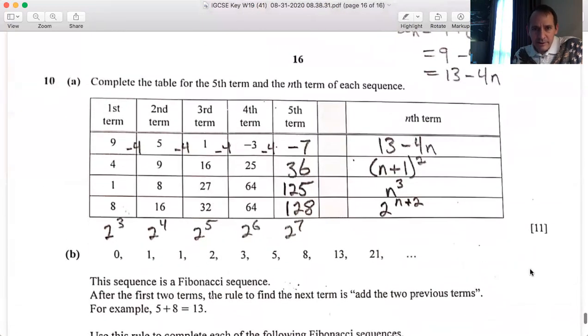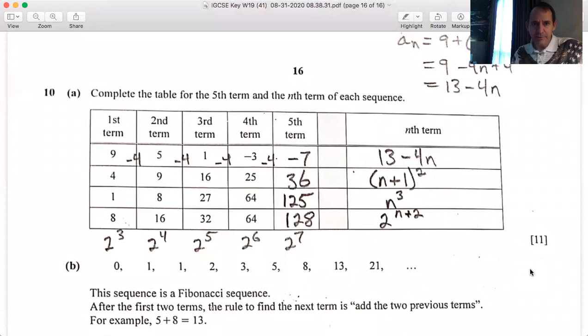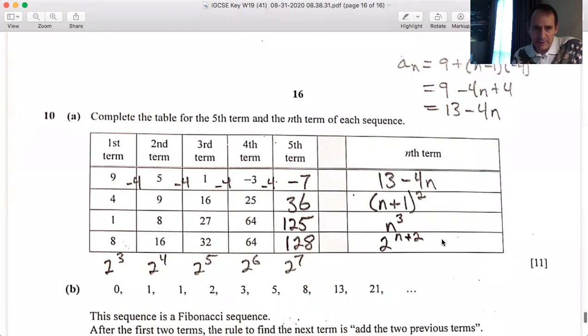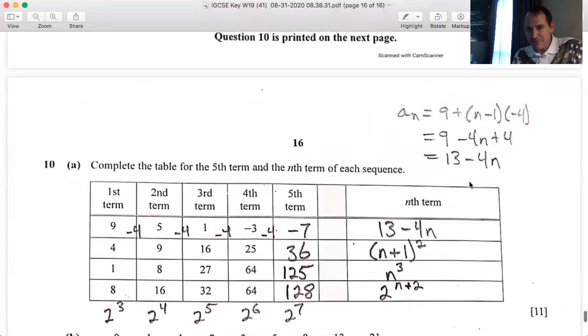Now coming down here, we have sequences. Complete the table for the 5th term and the nth term of each sequence. So in this first one, we can see a pattern of subtract 4 from each one. So the 5th term is going to be -7. To calculate the nth term, we use our arithmetic sequence where A1 is the first term, 9, plus n minus 1 times d. d is the difference, which is our -4.